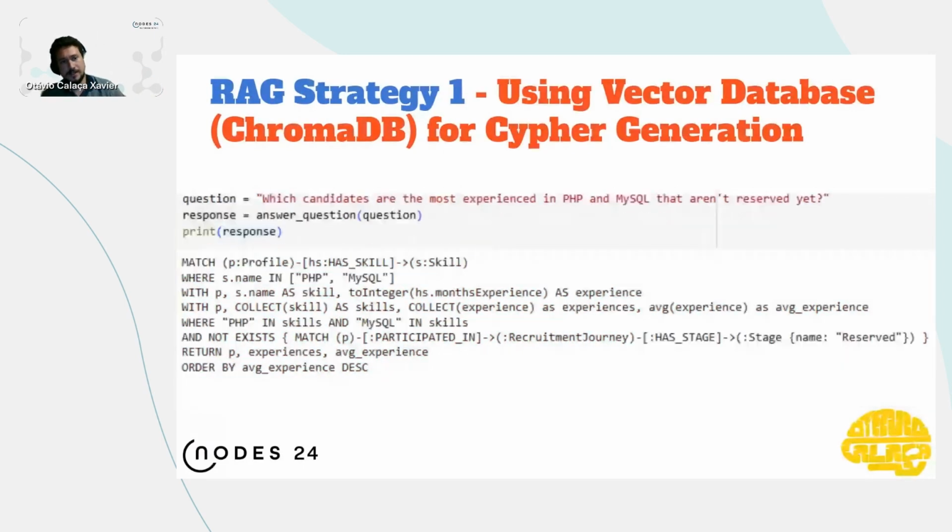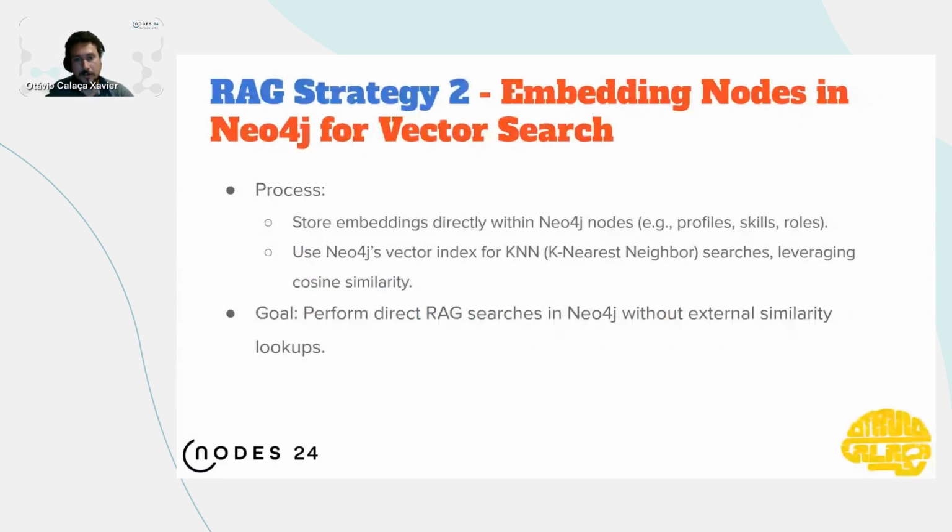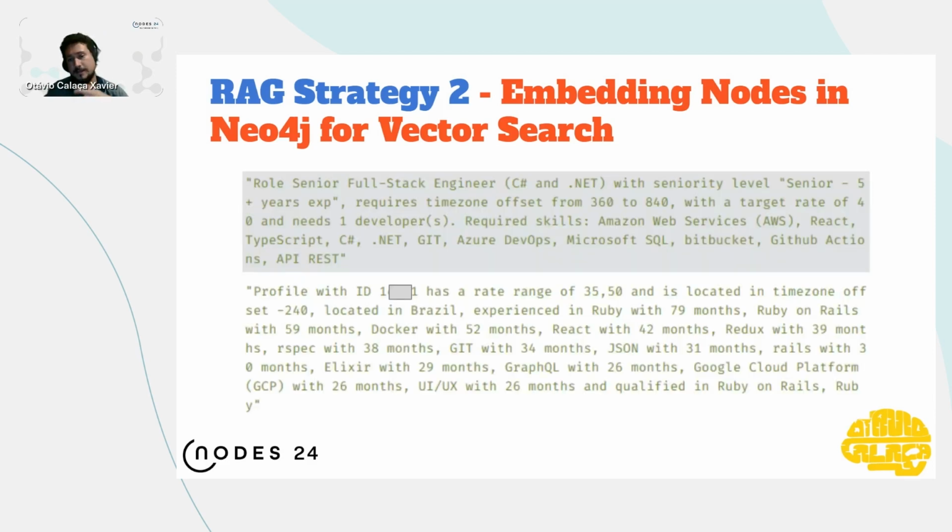So the other strategy, the second strategy I will talk about today, is more straightforward: to use the embeddings directly in Neo4j. So the strategy is to have a textual representation of the nodes, and with that, generate embeddings and put the embeddings inside each node. And this is the result.